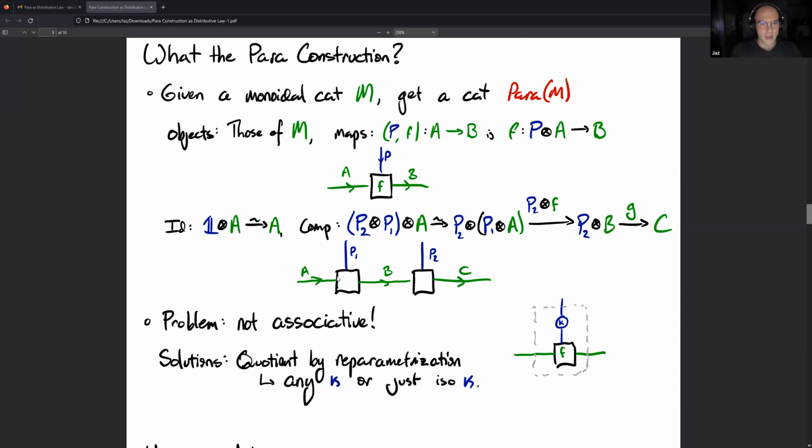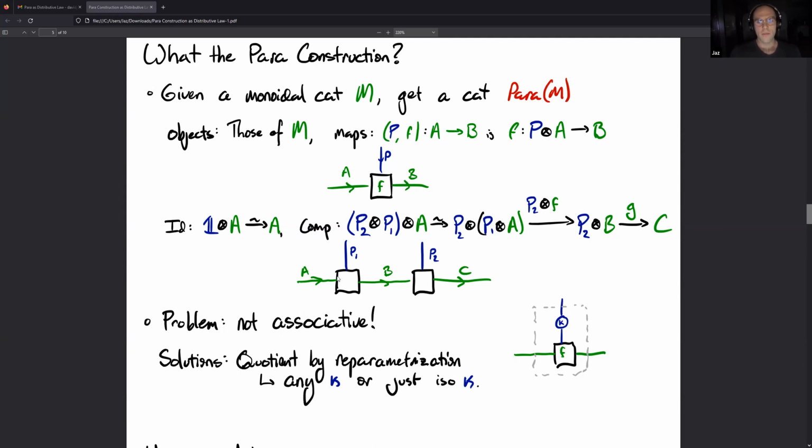And if you look at the string diagrams, it's really clear what this is. You just put the boxes together, and then if you look coming in, now you have both wires coming in, so it's their product. The problem with what I've just told you is that this is not a category because it's not associative. This composition is not associative, right? And the reason it's not associative is because this monoidal category isn't strictly associative. So we need to quotient out by something, and we're going to quotient out by reparameterization.